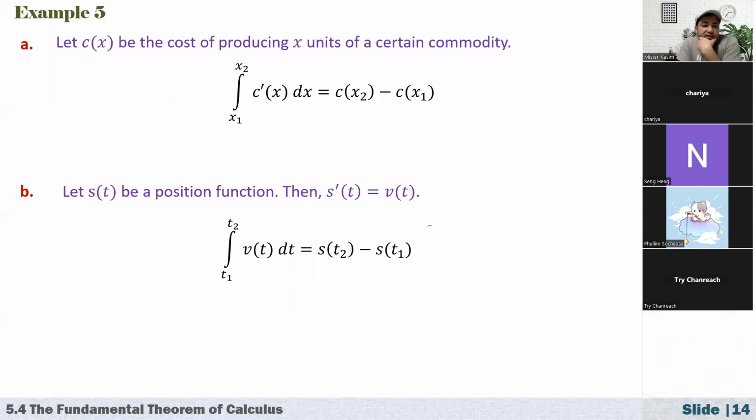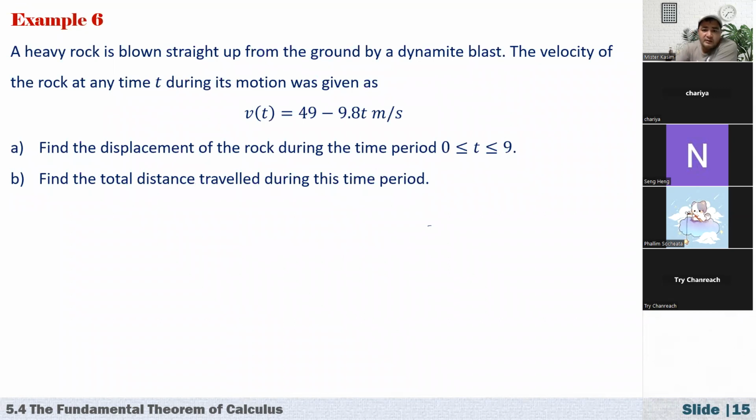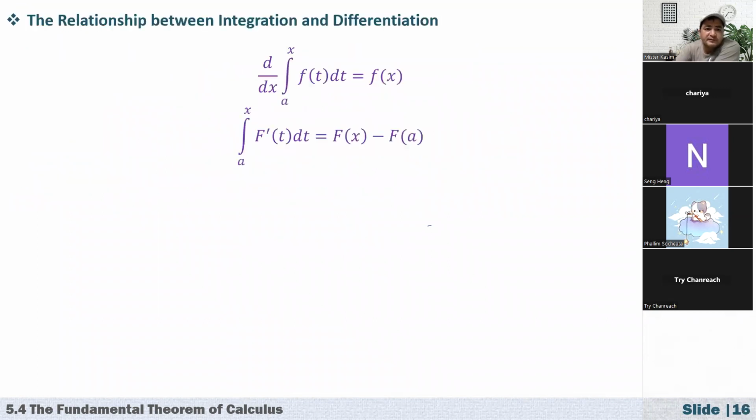Example 5. Let C of x be the cost of producing x units of a certain commodity. Then the net change in the cost of this production, right, from x1 to x2, the integral of C prime of x dx, is equal to C of x2 minus C of x1, okay? And also for the position function, let's just have a look at examples we will do in the class, all right?